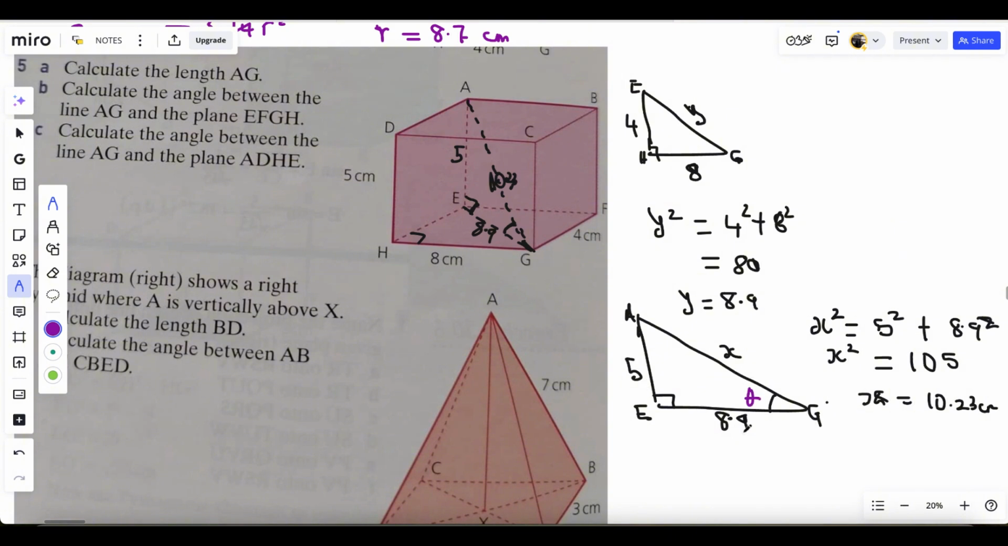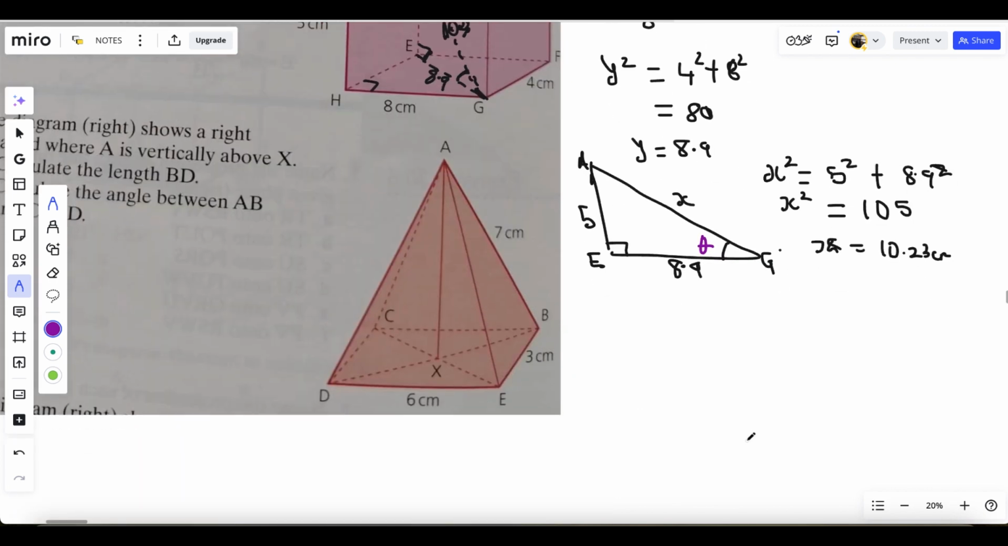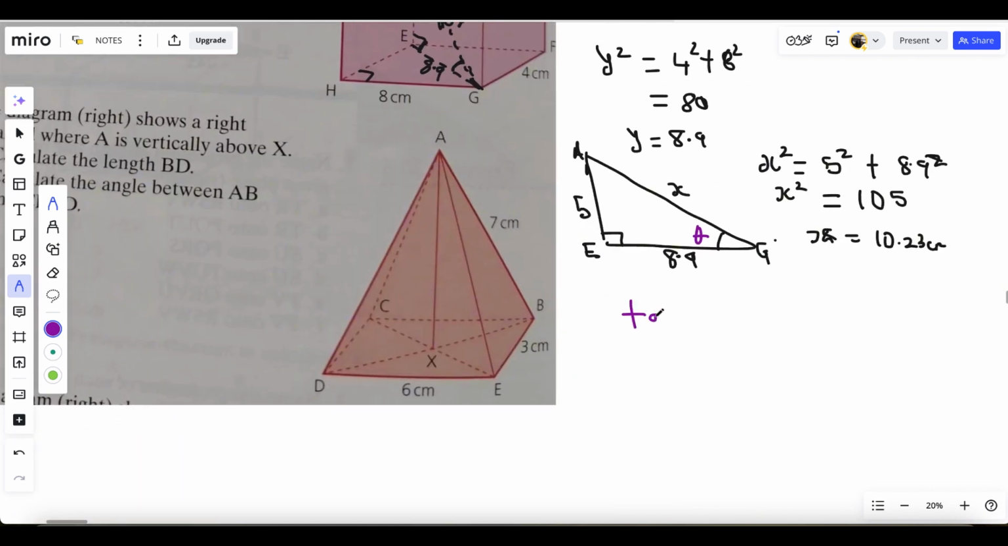So we can say opposite over adjacent, which is tan. You know the three sides. You can use any of the SOHCAHTOA. You can use sine, which is opposite over hypotenuse. You can use cosine, adjacent over hypotenuse, up to you. Okay, so we can use tan theta, TOA. Tan theta is equal to the opposite, which is 5, over the adjacent, which is 8.9. If you divide this, you get a decimal number. So tan theta will be equal to 5 divided by 8.9. We get 0 point what?